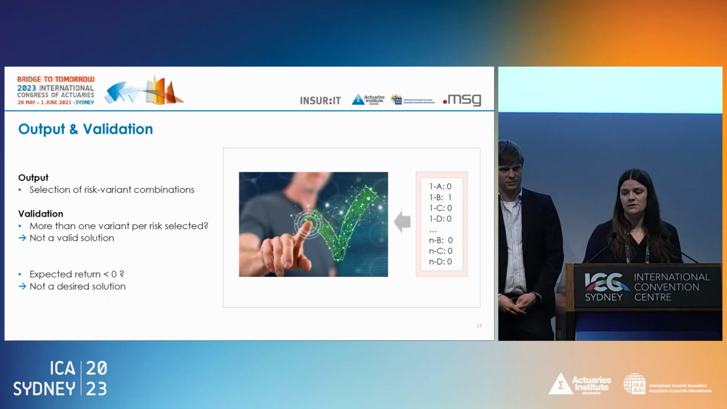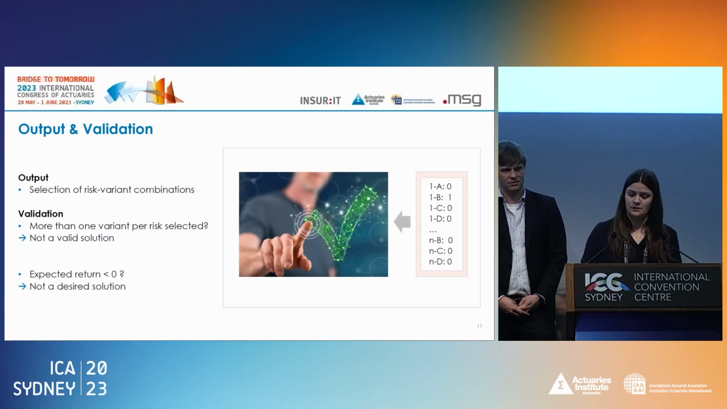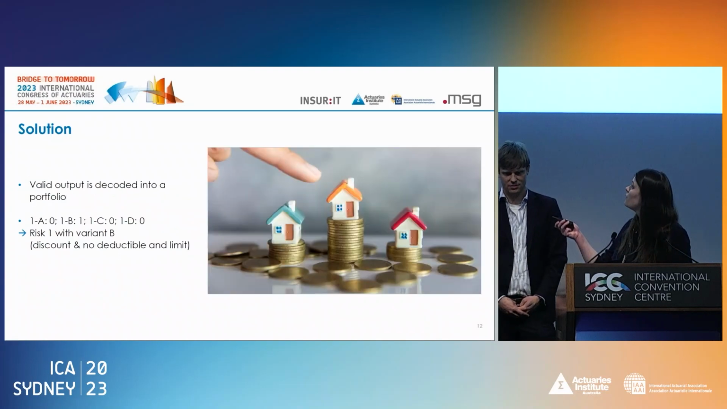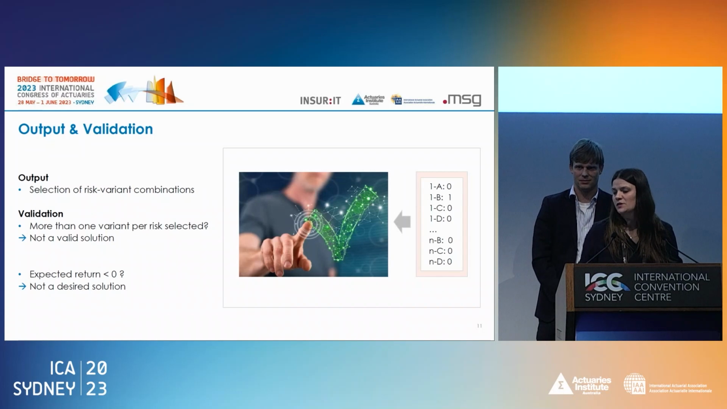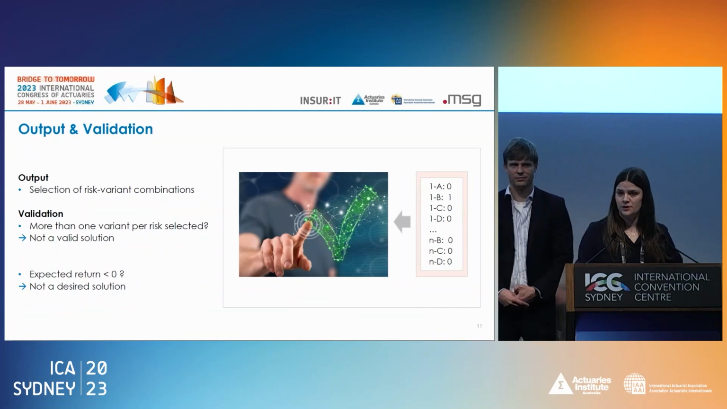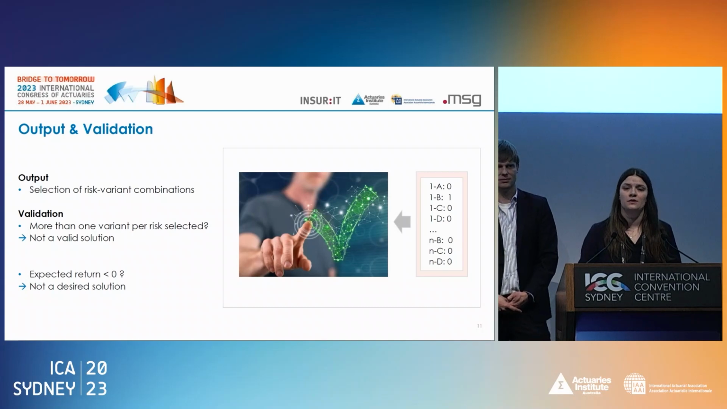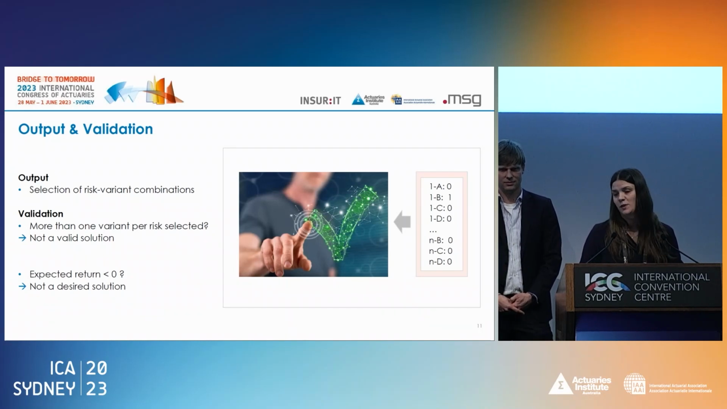And now we make a validation. We first validate, did our QBO 4 work? So have we more than one variant per risk selected? That would be indicated if we have up here more than 1. No selection is also valid. And if we don't have a valid solution, then it is ignored. And then we check if the expected return is less than 0. If so, then obviously it's not a desired solution for the insurer because it would mean loss. So these solutions are ignored as well.